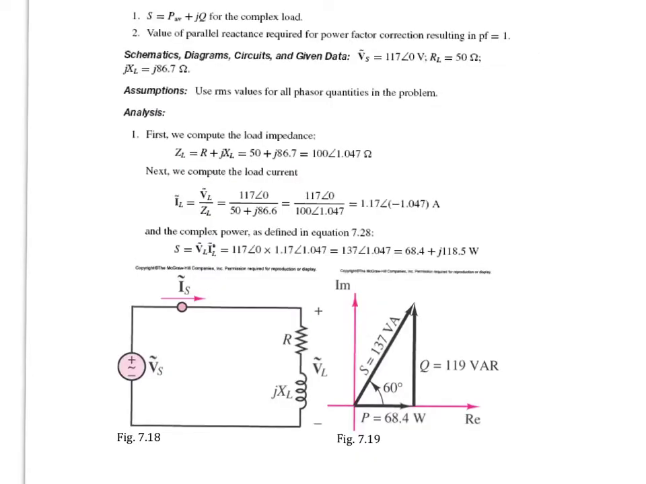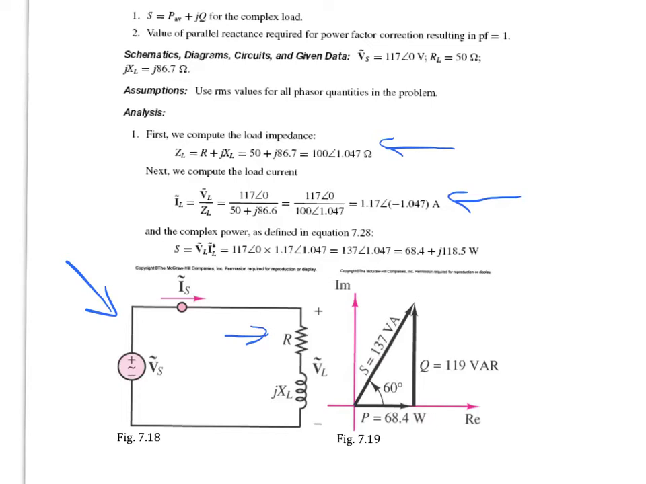So here's our circuit. On the lower left, we have a resistor. It's a 50 ohm resistor, and we have inductance with impedance of 86.7. Our first task is to find the complex impedance, which is shown here. We then look at the current in the circuit, which is the voltage divided by the impedance. Since this is an inductive circuit, we see that the current lags the voltage.